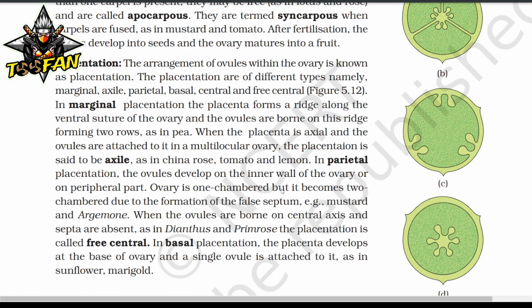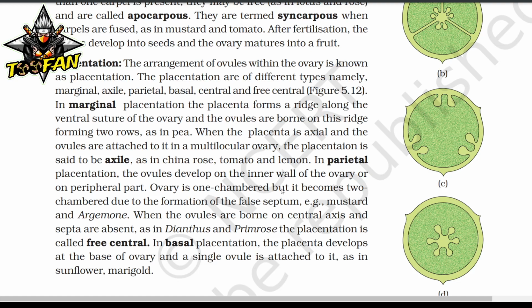When the placenta is axial and the ovules are attached to it in a multilocular ovary, the placentation is said to be axial, as in China rose, tomato, and lemon. In parietal placentation, the ovules develop on the inner wall of the ovary or on the peripheral part. Ovary is one-chambered, but it becomes two-chambered due to the formation of false septum. Examples: mustard and argemone. When the ovules are borne on the central axis and septa are absent, as in dianthus and primrose, the placentation is called free central.